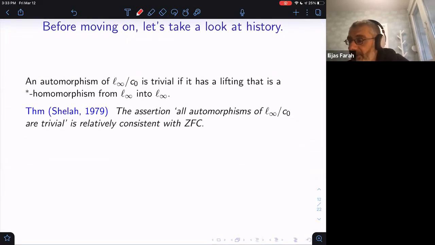And the groundbreaking proof of Shelah from the late 70s, I'm not sure that 79 is the exact date, is that this assertion that all automorphisms of L infinity mod C0 are trivial is relatively consistent with ZFC. This proof appears in his book Proper Forcing, and at least according to Winfried Just, it is the most complicated proof in the entire book. I haven't read the entire book, but it contains lots of very complicated proofs, and this one is definitely quite complicated. Now, you can see the connection between this and the assertion about the Calkin algebra having only inner automorphisms. Basically, the latter is a non-commutative version of the former with the obvious necessary adjustments.